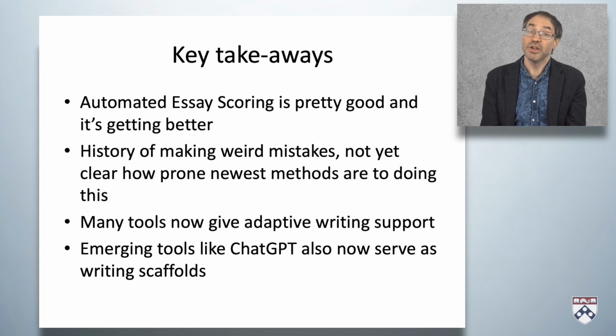Automated essay scoring is pretty good, and it's getting better. It has a history of making weird mistakes, and it's not yet clear how prone the newest methods are to doing this. Many tools are out there now to give adaptive writing support, and emerging tools, and I call ChatGPT emerging because it keeps emerging, it keeps changing, but tools like ChatGPT also now serve as writing scaffolds.